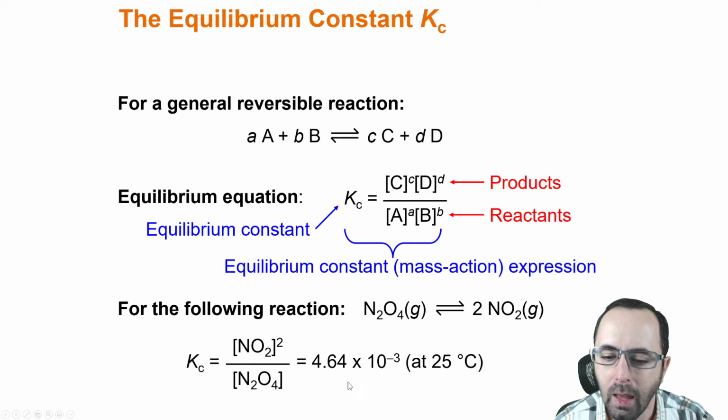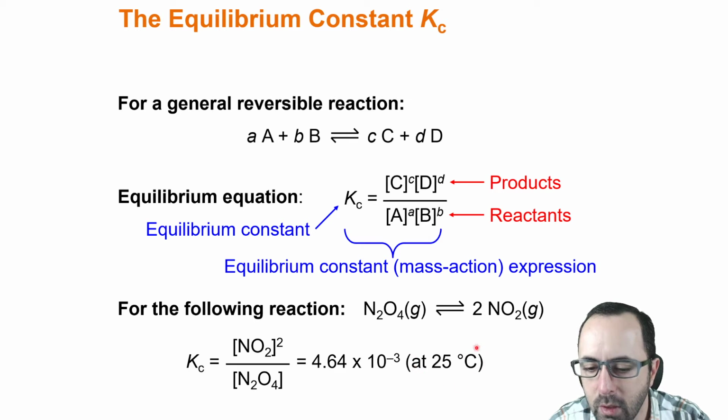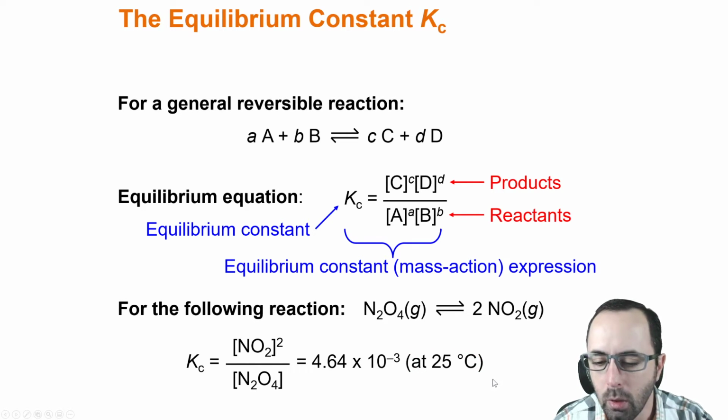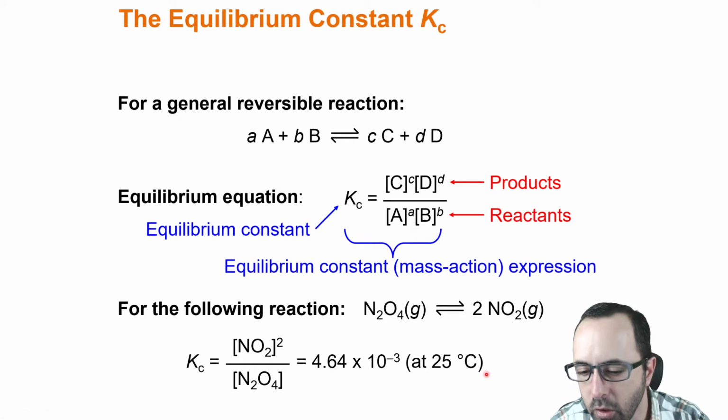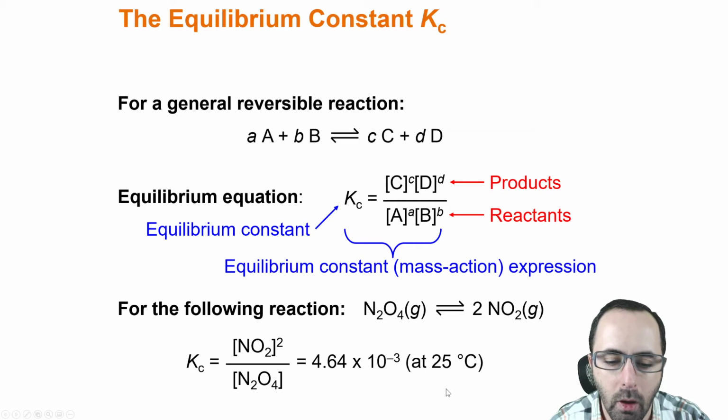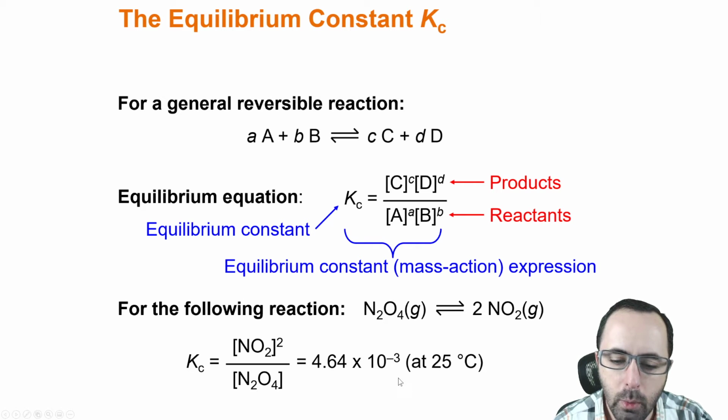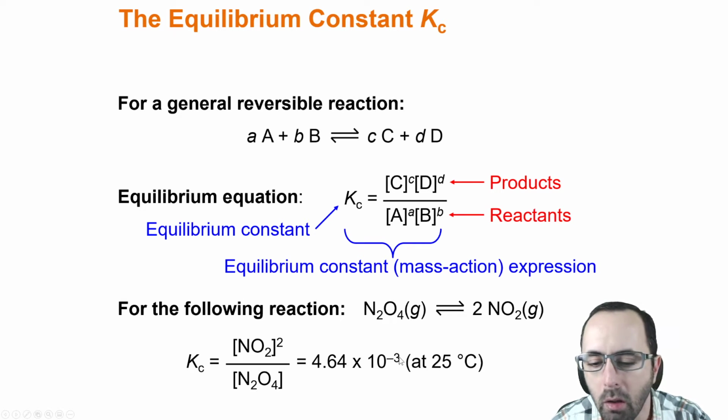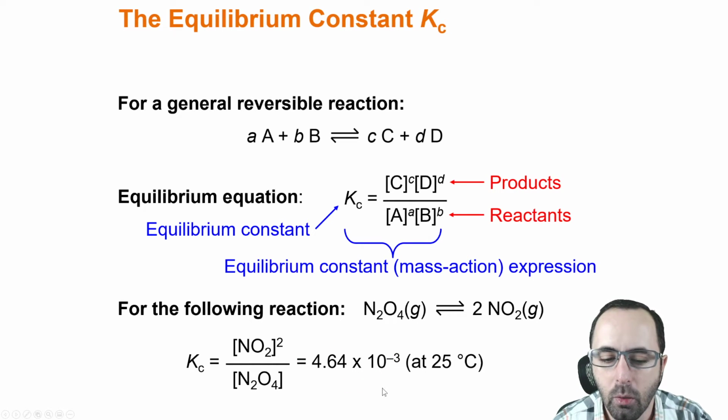So notice here K is small at 25 degrees Celsius. The temperature is important here because equilibrium constants will vary with temperature. So you'll often see temperature stated with any equilibrium constant. We can see that this number is small. It's smaller than 1. And so what that means is that the bottom of this fraction is bigger than the top of this fraction. So at equilibrium, we have more N2O4 than we have NO2.